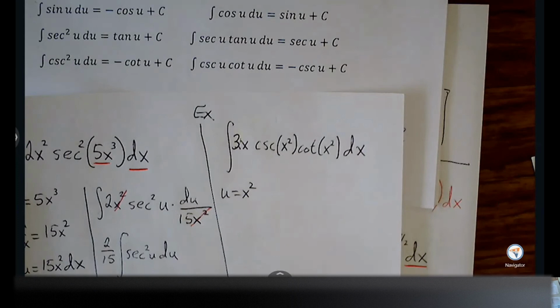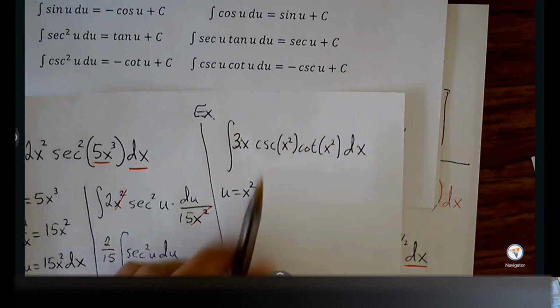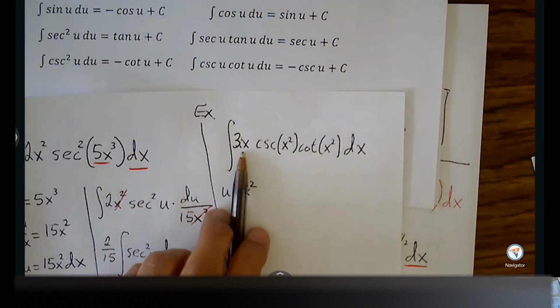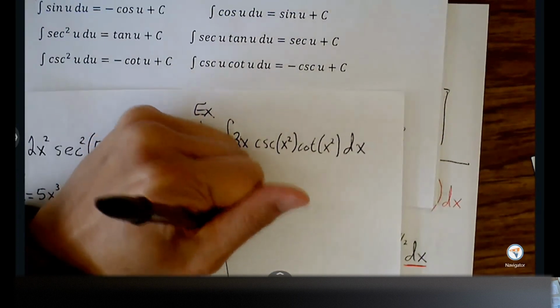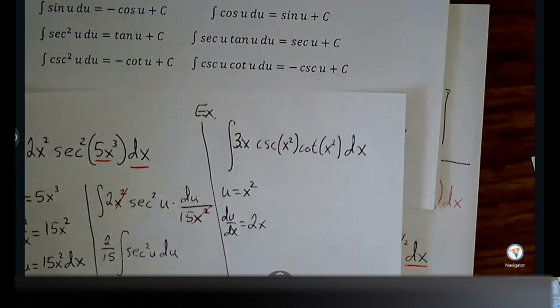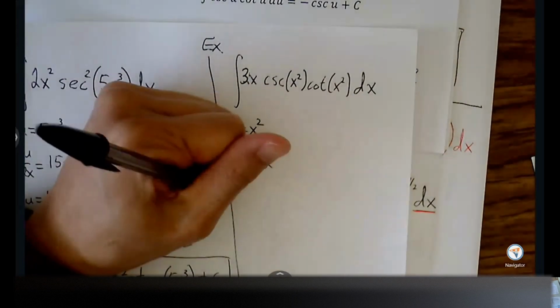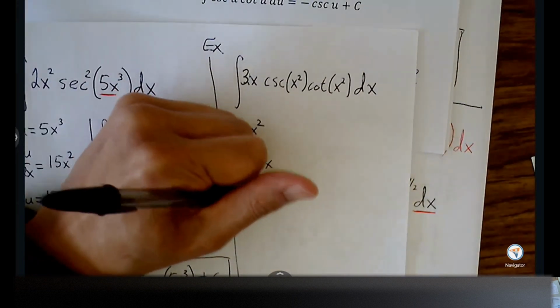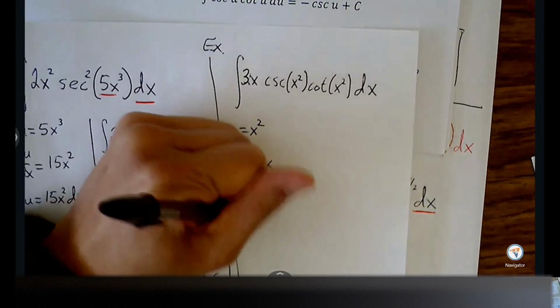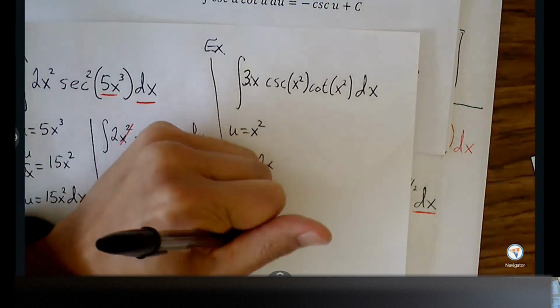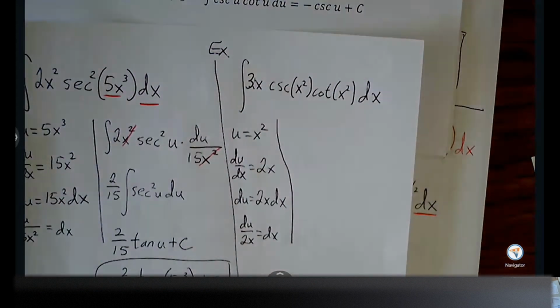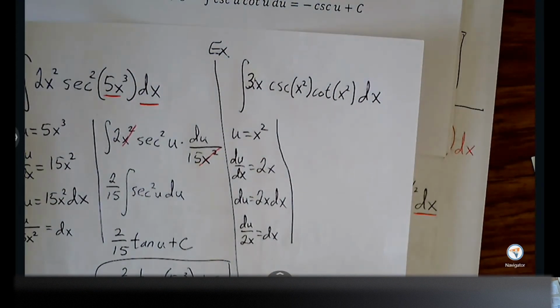Are things going to work out where the x's will cancel out? What do you think? Okay, why? Because the derivative of u will produce an x and that will cancel this out. Yeah. Okay, cross multiply. Divide both sides by 2x. Make our substitutions.